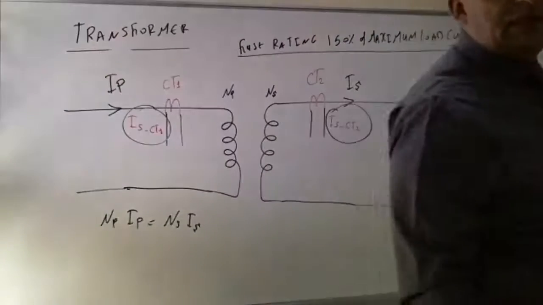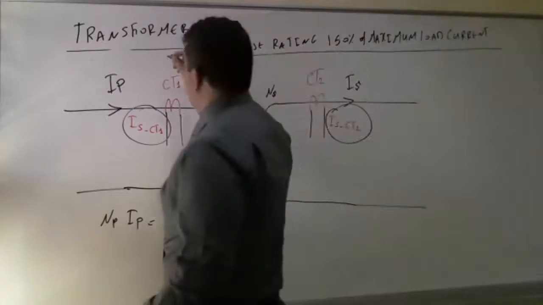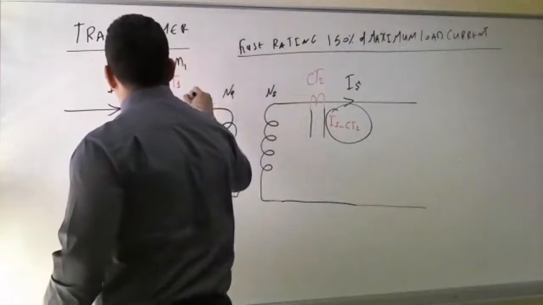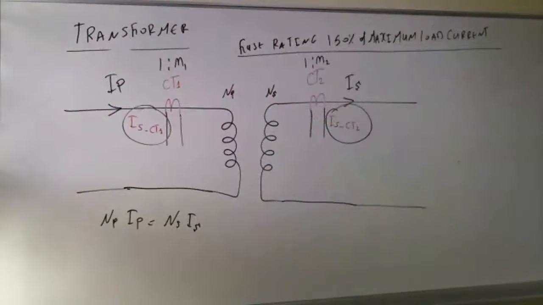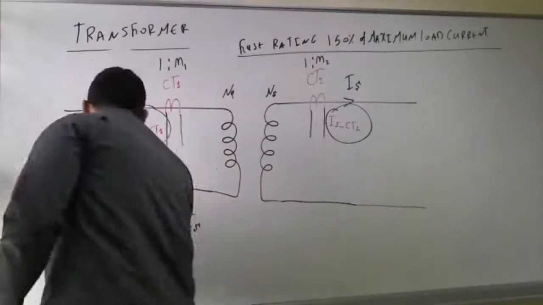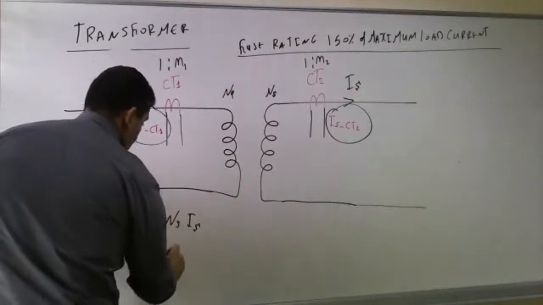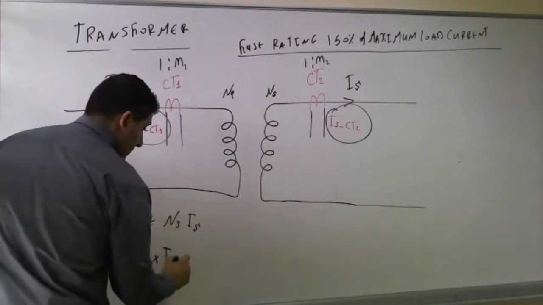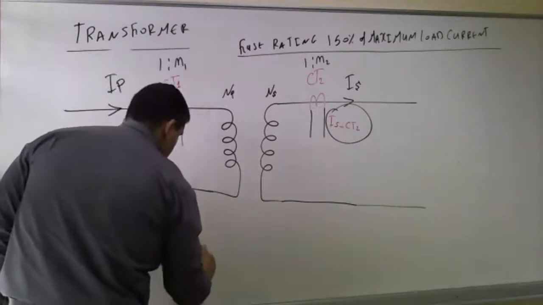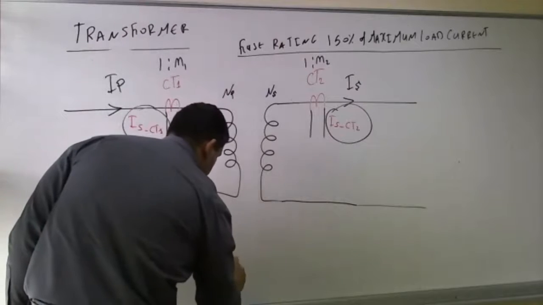Is that correct? When I come to CT, we know the ratio. I can have a CT ratio of this one. This will be 1 and 1, CT1. 1 to N2. So when I come to CT1, pay attention. I have 1 multiplied by I primary, the primary current that comes in, will be equal to N1 times I secondary of CT1.